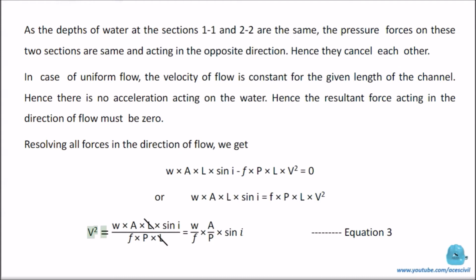V squared equals w times A times L times sin i divided by f times P times L, equals w over f times A over P times sin i. Equation 3.